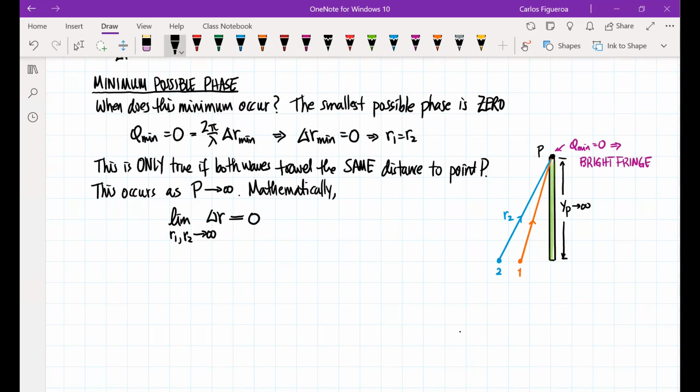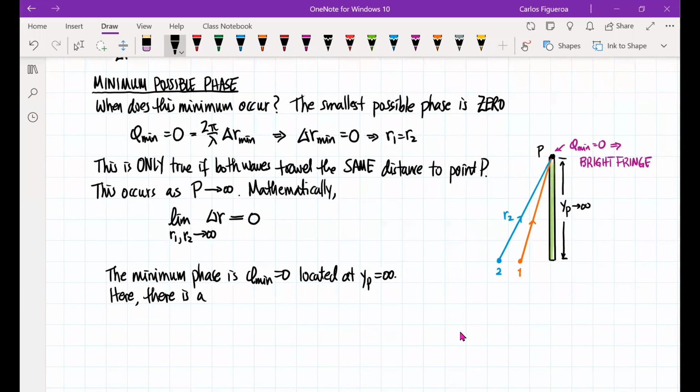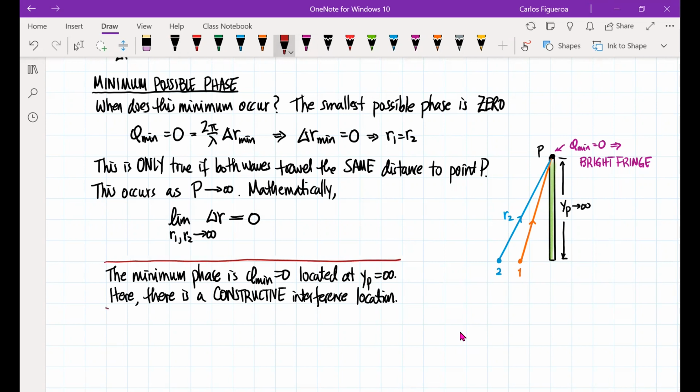So let's put this together now. So the minimum phase is 0, located at yp equals infinity. Here, there is a constructive interference location. So conceptually, this is what we would have.